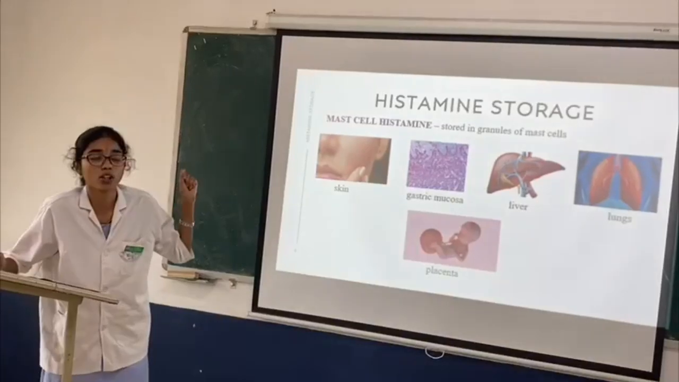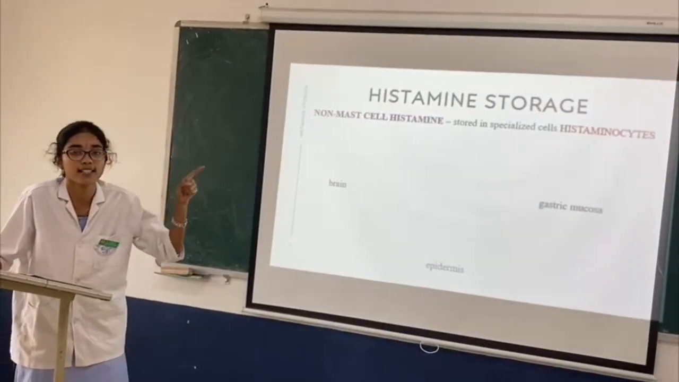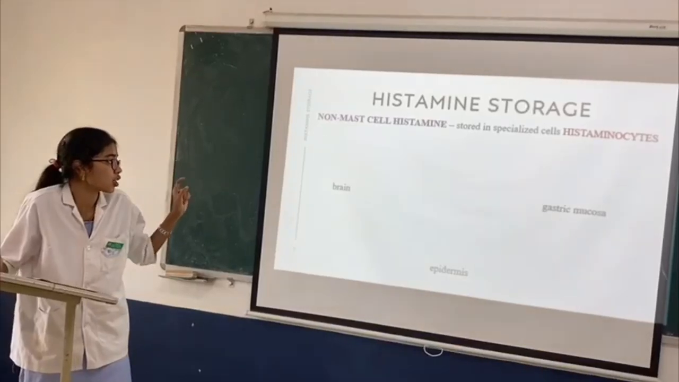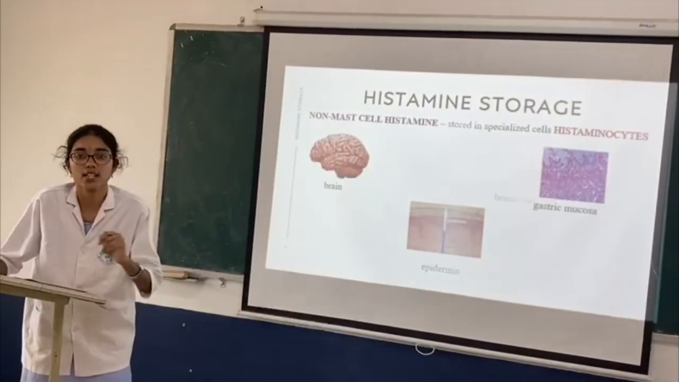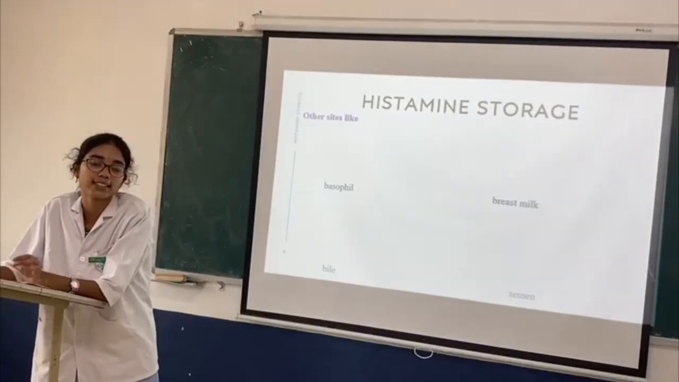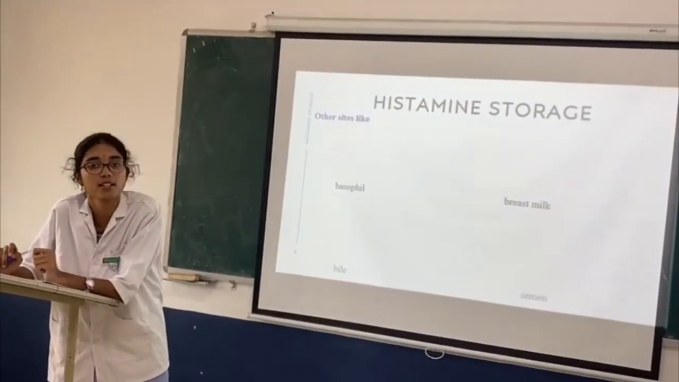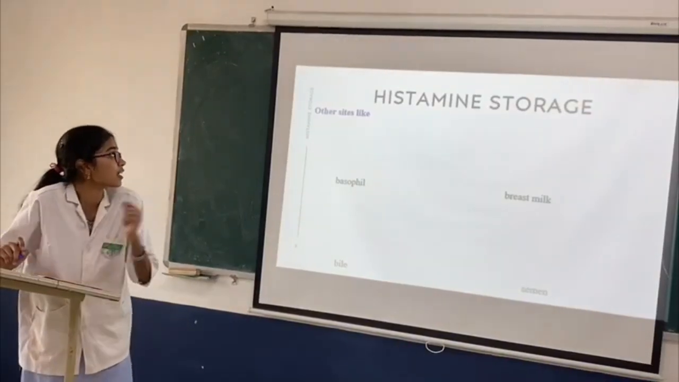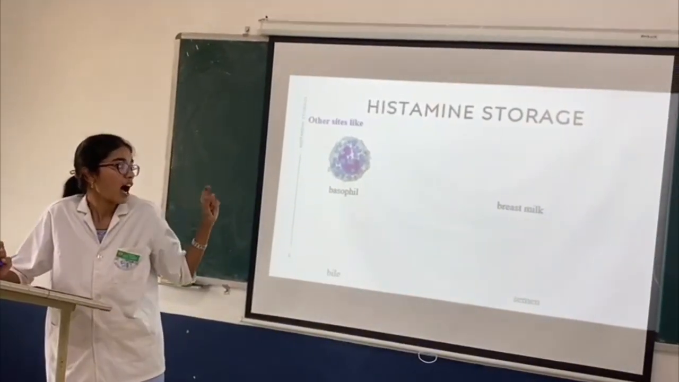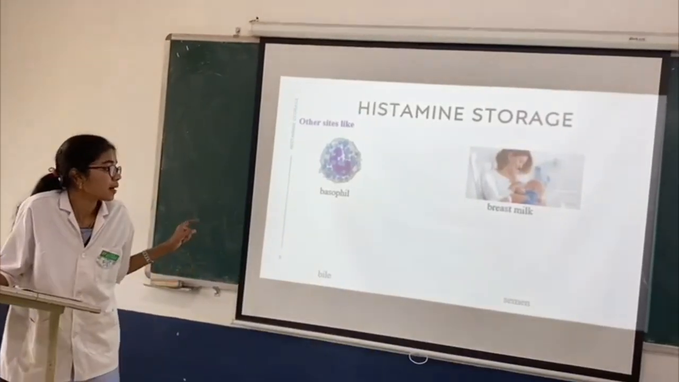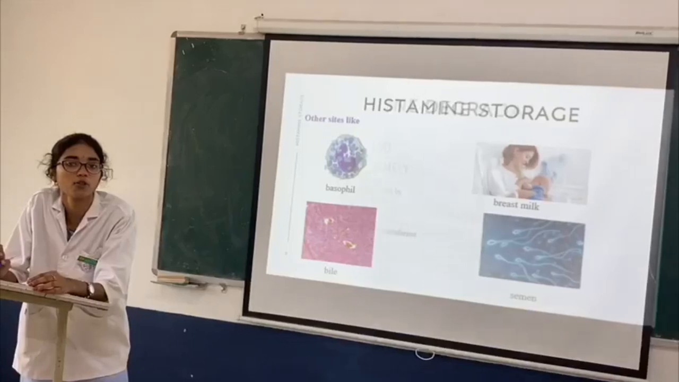When we are discussing non-mast cell histamine, it is stored in specialized cells called histaminocytes, which are present in the tissues of the brain, gastric mucosa, epidermis and the growing regions. The turnover of mast cell histamine is slow, whereas that of non-mast cell histamine is faster. It is also located in other sites like blood, mainly in the basophil cells, and body secretions like breast milk, bile and semen. It is also present in venom and pathological fluids.